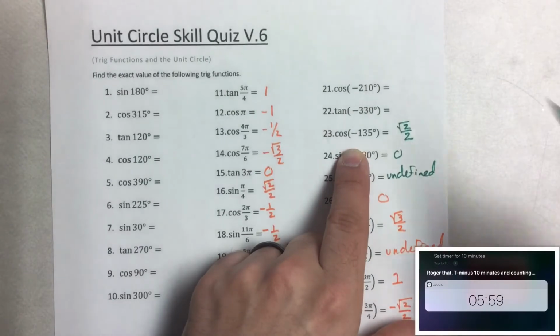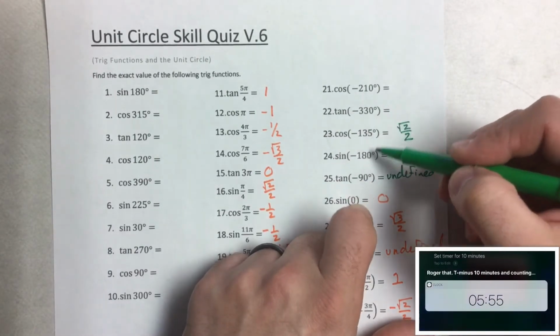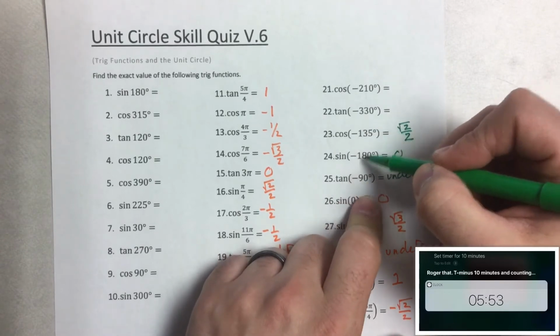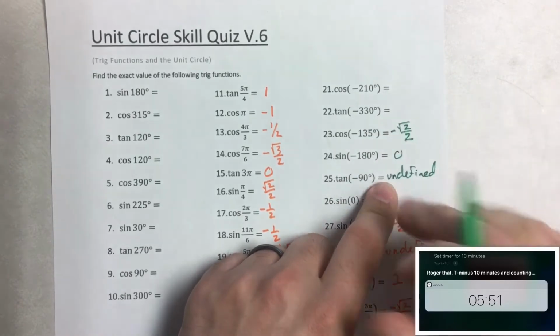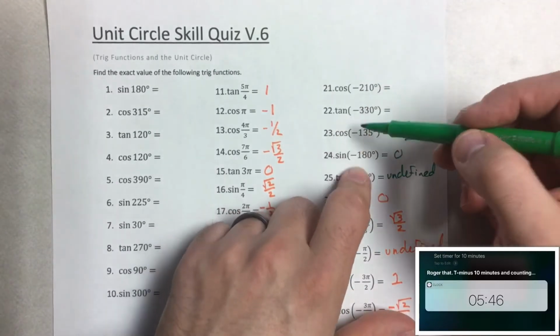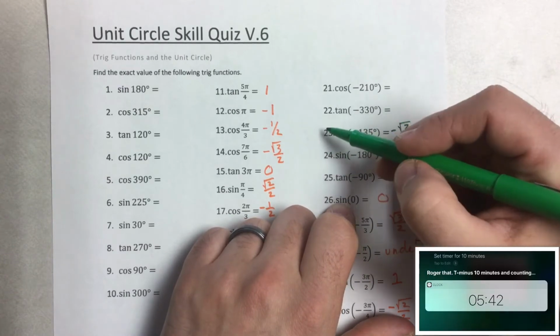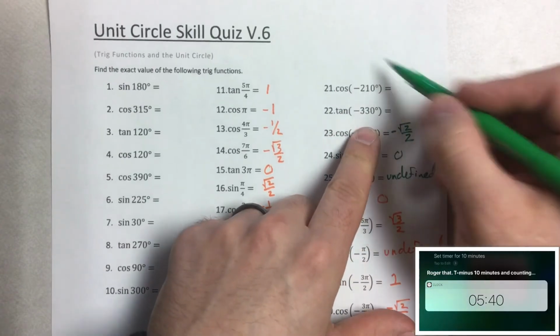So going -135. So from the fourth quadrant, that's -90. So -135 is in the third quadrant, which is cosine's negative. So tangent of -330. So -330 is from the fourth quadrant to the third quadrant to the second quadrant. So we're in the first quadrant.